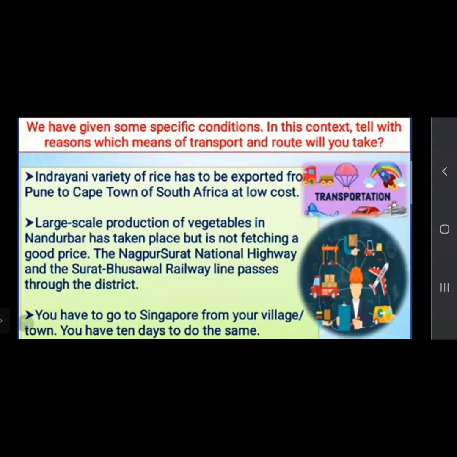From the village you can go by the roadways, and you reach the city. Then from there you can take the railways, and when you have gone to a metro city like Mumbai or Pune, from there you can go by the airways. So these are the different modes you can use for transportation.